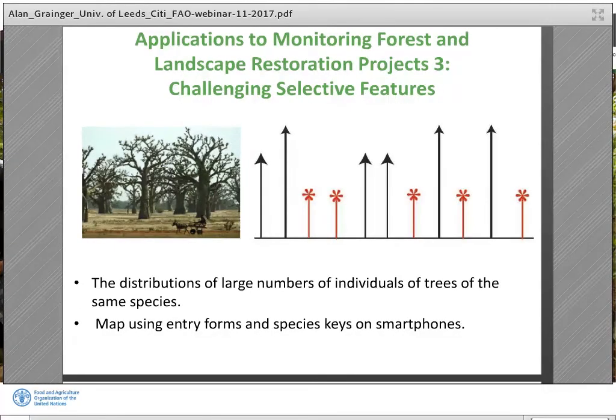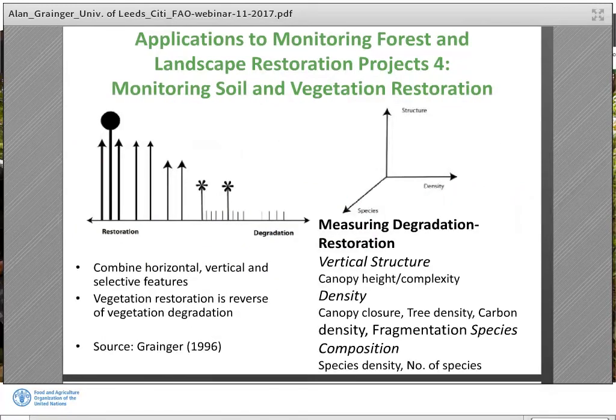Subjects which require selective management, for example, the national distribution of all individuals of just one tree species. Consequently, citizen observatories can combine information on horizontal, vertical, and selective features to map trends in soil and vegetation restoration that reverse earlier soil and vegetation degradation.